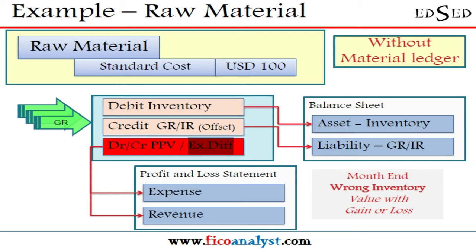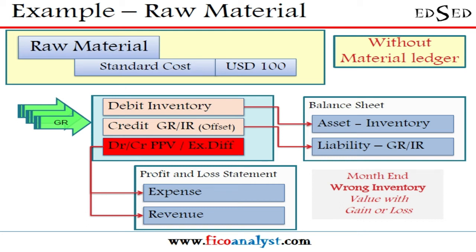The inventory obviously goes as an asset in our books, and the GRIR is maintained as a liability. From the balance sheet perspective, you have received inventory of the raw materials, and you are showing the raw material inventory at standard cost, and you are showing the liability of the purchase that you made. The difference has gone to the profit and loss statement, which is like expense or revenue.